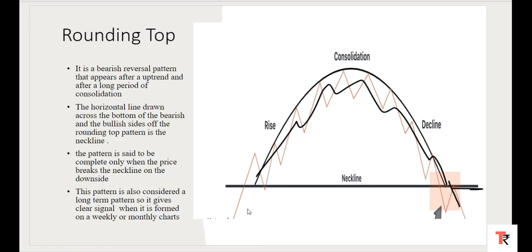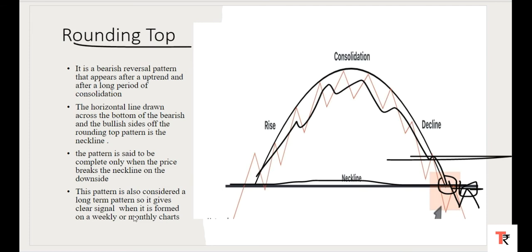Any reversal pattern has to give you a break on the neckline. If you're very conservative and you want a confirmation, you can wait, and once there is a pullback and then a drop, you can either take an entry at this level or here, and keep a stop loss at this level. So basically this is how you can take short positions on the rounding top. Again, you find this pattern better on a weekly or monthly chart.